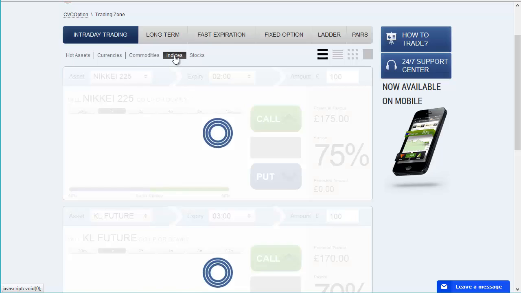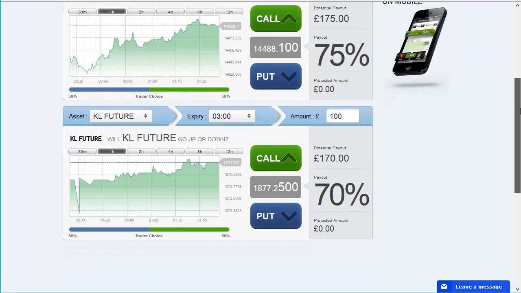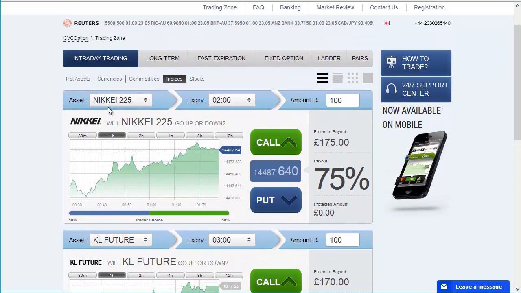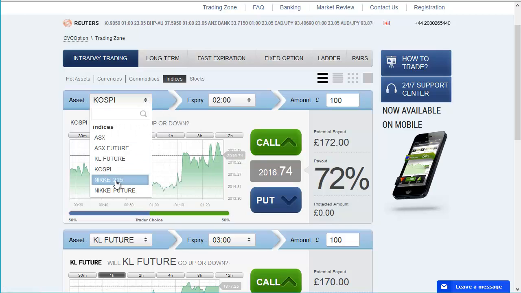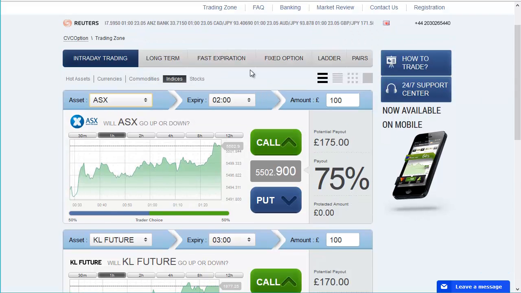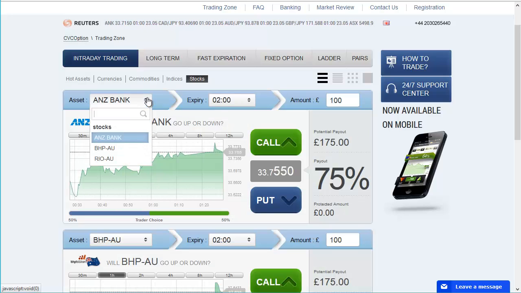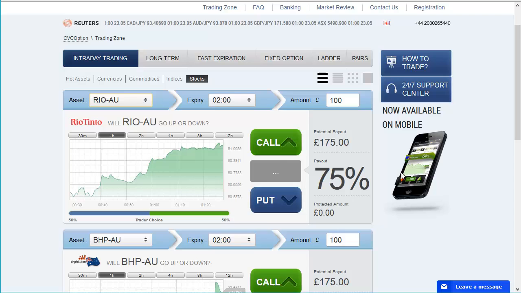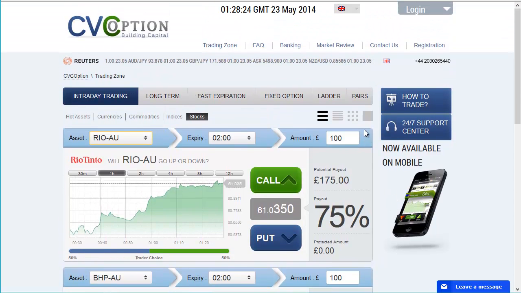Indices, now you can see, again, Asian session, so we got the Nikkei, the Kuala Lumpur futures, for example. You can look at the Kospi in Korea. A lot of different options. And as we are in Asia, again, we've got Australia, etc. So you look to stocks, ANZ Bank, Rio in Australia, for example. But there are other ones like Coca-Cola in America and Facebook, as shown earlier, etc.